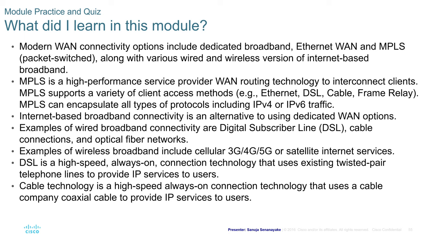Internet-based broadband connectivity is an alternative to using dedicated WAN options. We learned the examples of wired broadband connectivity are digital subscriber line, also known as DSL, and cable connections and optical fiber networks. Examples of wireless broadband include cellular 3G, 4G, 5G, or satellite internet services. And we also learned satellite is mostly common in rural areas. DSL is a high-speed, always-on connection technology that uses existing twisted pair telephone lines to provide IP services to users. We also learned cable technology is a high-speed, always-on connection technology that uses a cable company's coaxial cable to provide IP services to users, and it is typically faster than DSL.